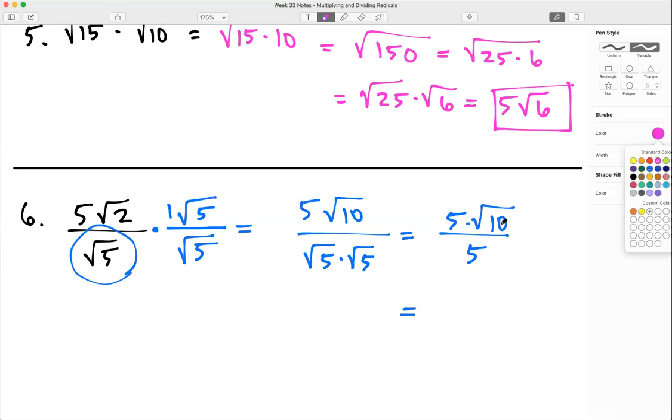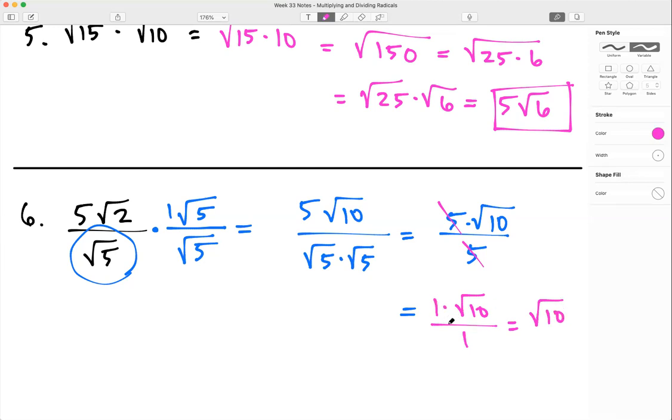So because of that, we can cancel the 5s. So we're left with basically 1 times the square root of 10 over 1, which is simply just the square root of 10. We don't need to write 1 here and 1 on the bottom there. There's our answer, square root of 10.